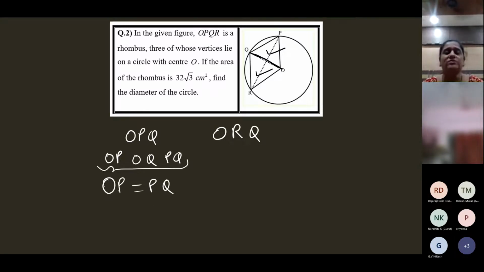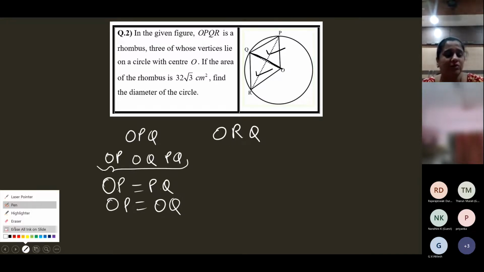Yes, because all the sides of the rhombus are equal. In a parallelogram, only opposite sides are equal. But in a rhombus, all the sides are equal. So OP is equal to PQ because the sides of a rhombus are equal. But OP is equal to OQ because they are radii. So when you compare these two results, we have OP equal to PQ equal to OQ. All the three sides are equal, so the triangle is equilateral.